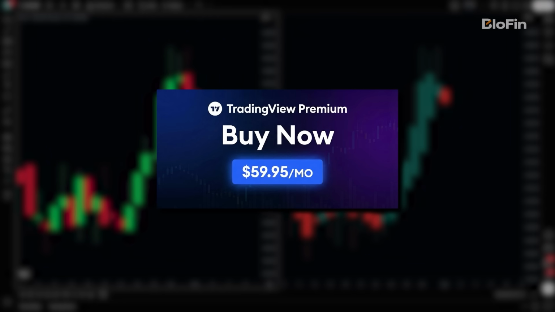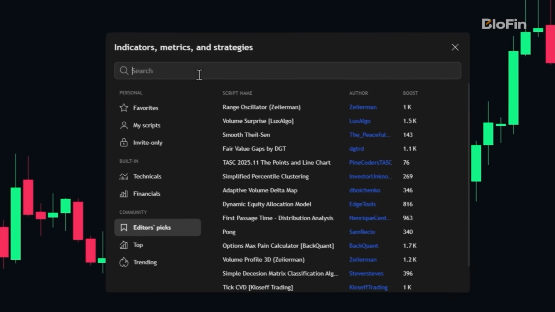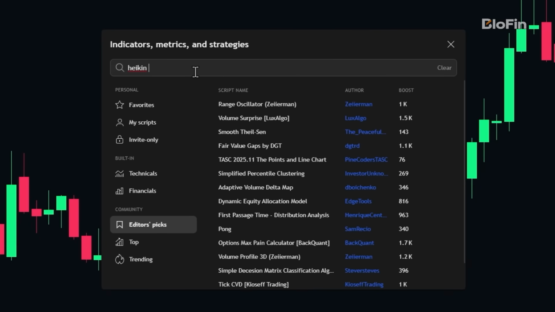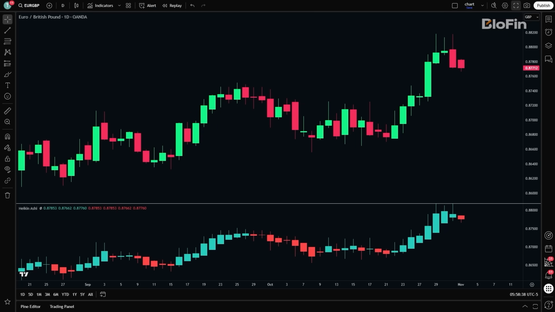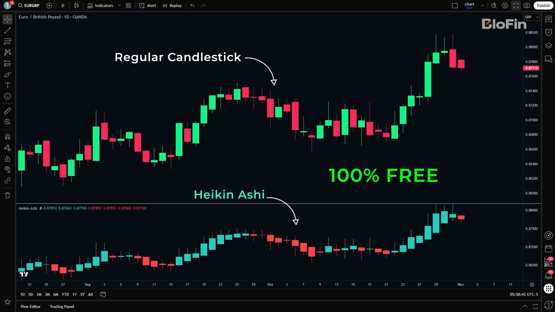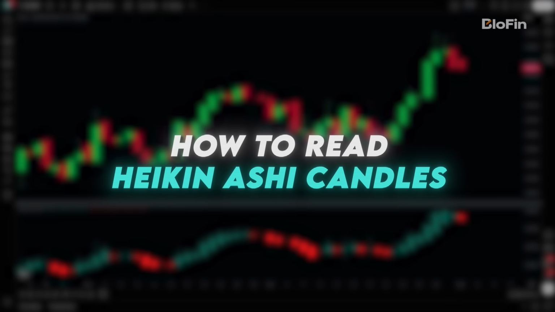But the good news is, I actually know how to do it for free. All you need to do is head over to the indicator section on TradingView, type in Heikin Ashi, and choose the one by this creator. Once applied, this allows you to display both the Heikin Ashi candles and the real price using the free version of TradingView. So, now that the basics are covered, we can now move on to how to actually read Heikin Ashi candles and use them in your trades.